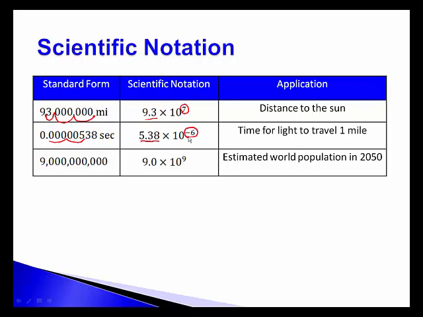And our last example here is the estimated world population in 2050. Notice our decimal is once again understood to be at the end of this number, and so as we begin to move, we'll count. We'll move 3, 6, 9 places, so we end up with 9.0, and because we moved 9 places to the left, we have an exponent of 9.